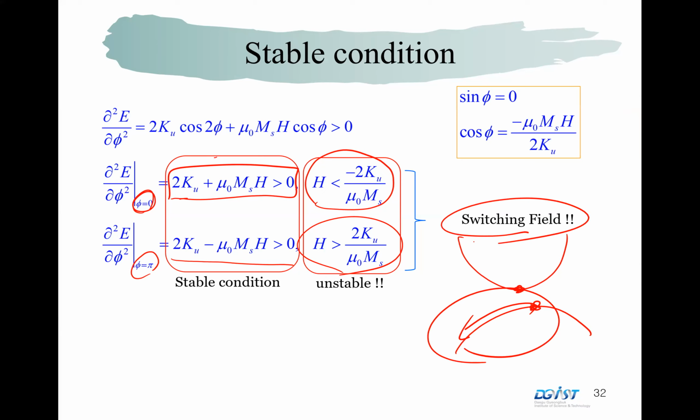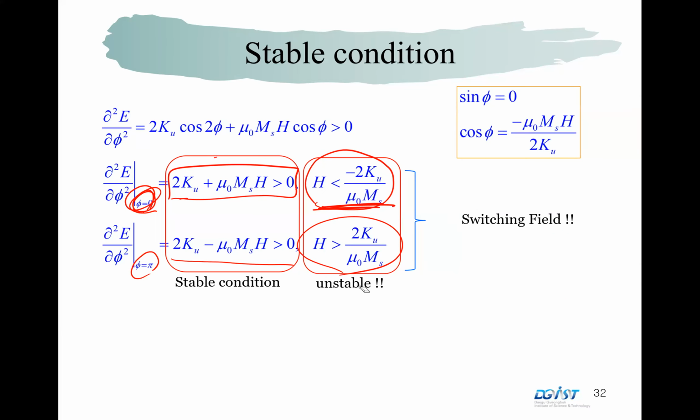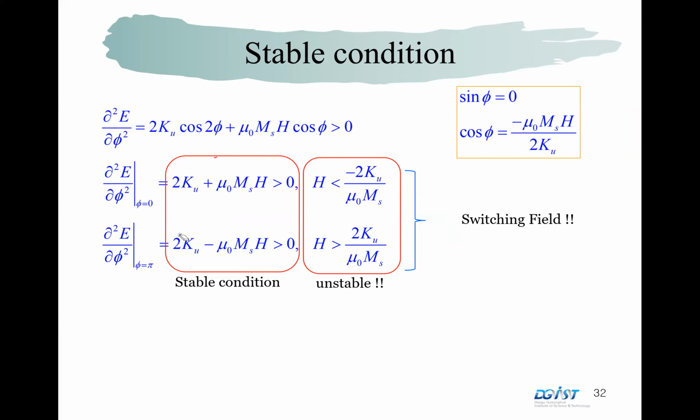So when the field satisfies this condition, this state is no more stable. They are looking for another, more stable state. So that means when phi is 0, if we have a field here and we have a saturation of magnetization, this is phi equals 0. They are parallel to the field.